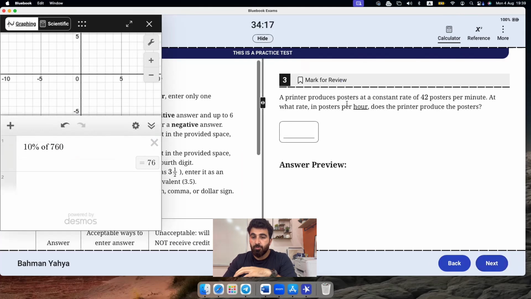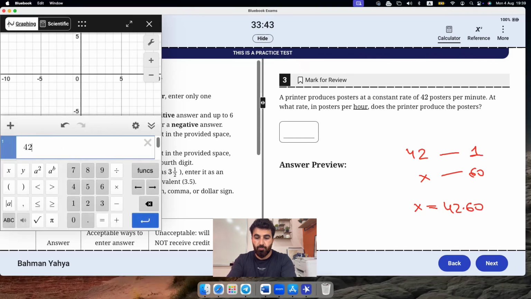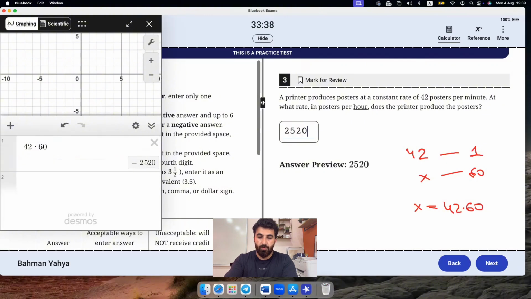The third question says, a printer produces posters at a constant rate of 42 posters per minute. At what rate in posters per hour does the printer produce posters? So what we will do, it's 42 posters per minute, like 1 minute. I want posters per hour. An hour is 60 minutes. That will be X. So when you cross multiply, X will be 42 times 60. That's 2520. Just write the answer, 2520.